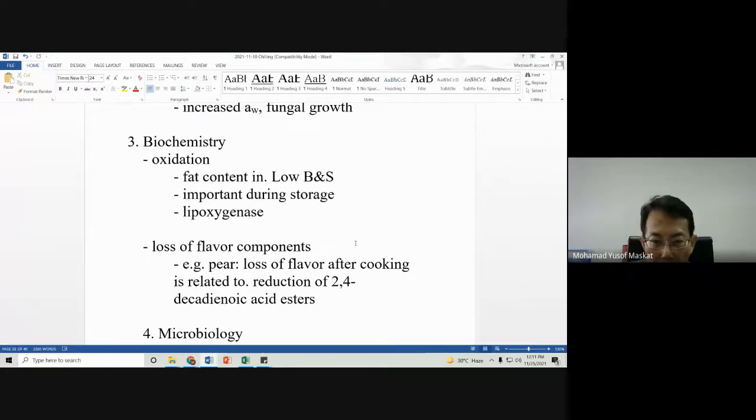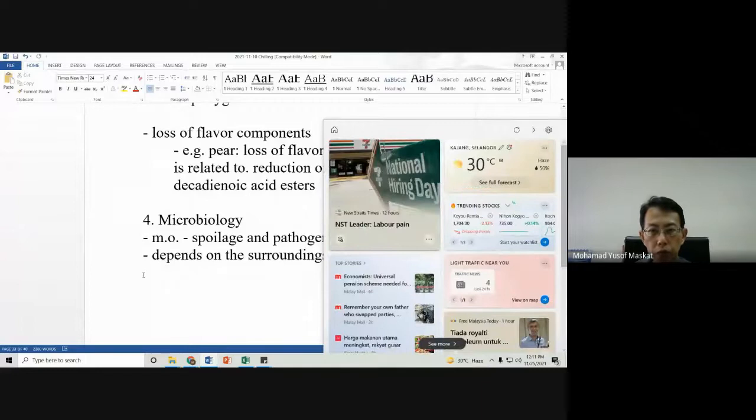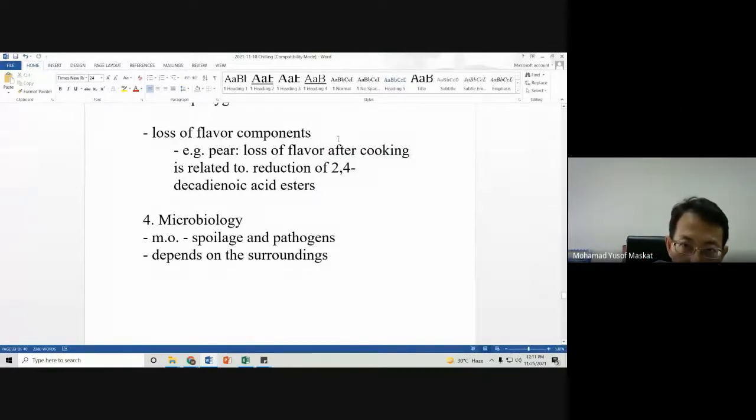Loss of flavor components. Certain fruits, for example, lose flavor after cooking, related to certain reduction of compounds.